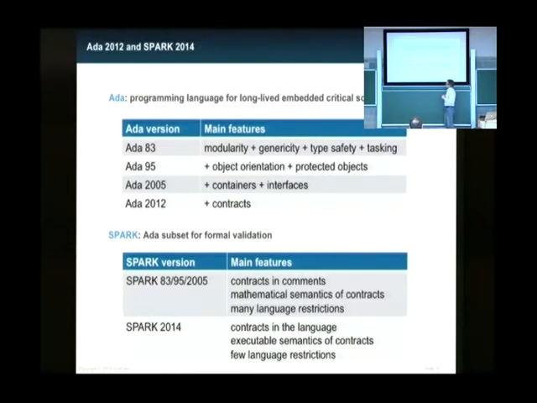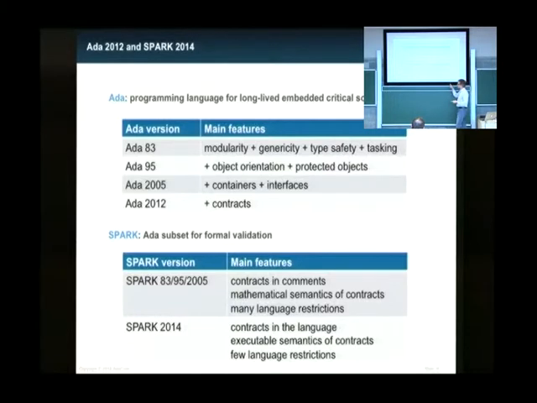The Spark language originally, associated with Ada 2005, 95, and 83, was a language where, as there were no contracts in the Ada language, you put contracts in comments, and then the tools could know that they were contracts. And you have to restrict the Ada language that you use so that this tool can be applied and you can get the formal proof analysis of your application.